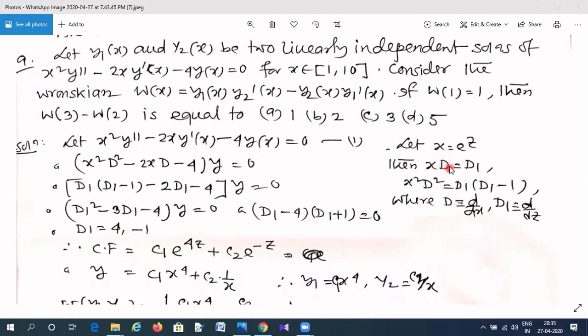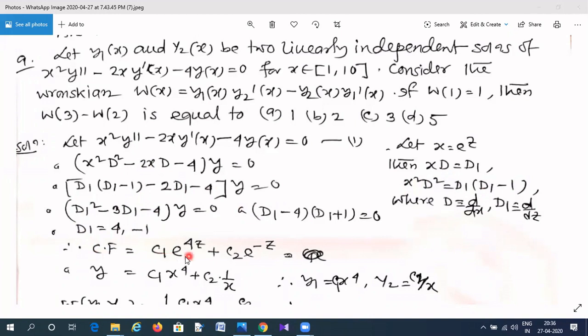After calculating, I think you will know that xD will become D1 and x squared D squared will become D1 into D1 minus 1, where D is equivalent to d/dx and D1 is equivalent to the operator d/dz. So x squared D squared will become D1 into D1 minus 1, and minus 2xD is minus 2 D1, minus 4. Simplifying this, we have D1 squared minus 3 D1 minus 4, into y. So the roots of D1, the auxiliary solutions, are 4 and minus 1.